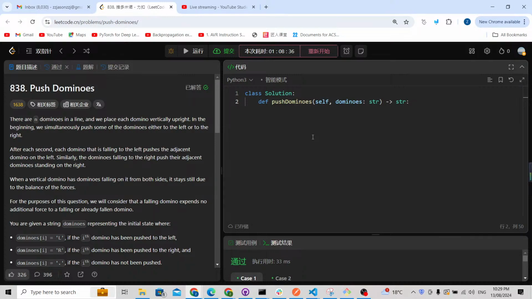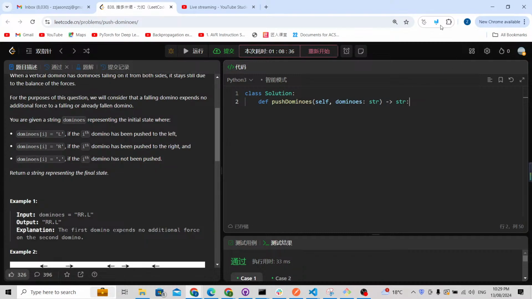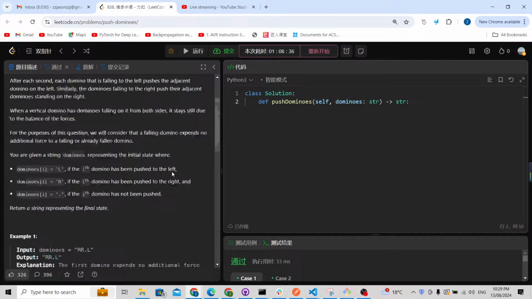Another LeetCode problem, 838, Push Dominoes. If you understand the problem, let me just try to explain it by using some examples, and then we're gonna simulate the problem, because I think simulation is going to be easier to understand and to solve. So let's first try to understand some examples.